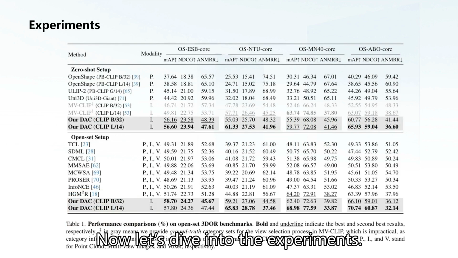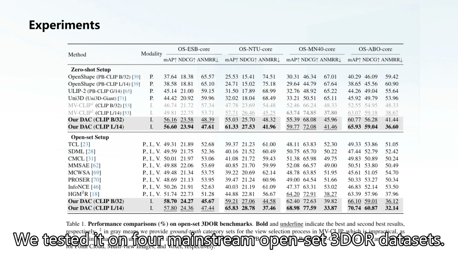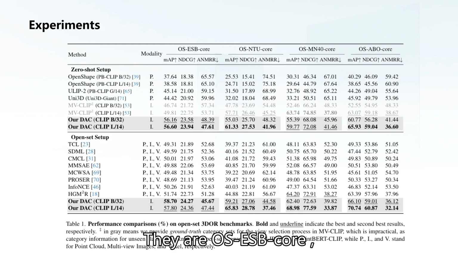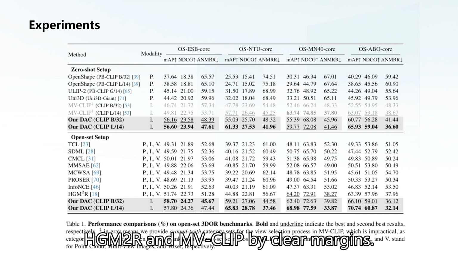Now, let's dive into the experiments. This is where DAC really shows its strength. We tested it on 4 mainstream Open-Set 3DOR datasets. They are OS-ESB Core, OS-NTU Core, OS-MN40 Core, and OS-ABO Core. Across all these datasets, DAC outperforms baselines like Uni3D, HGM2R, and MV-CLIP by clear margins.